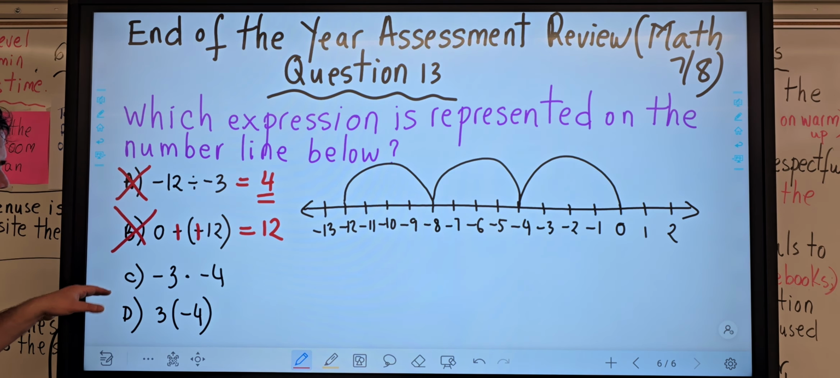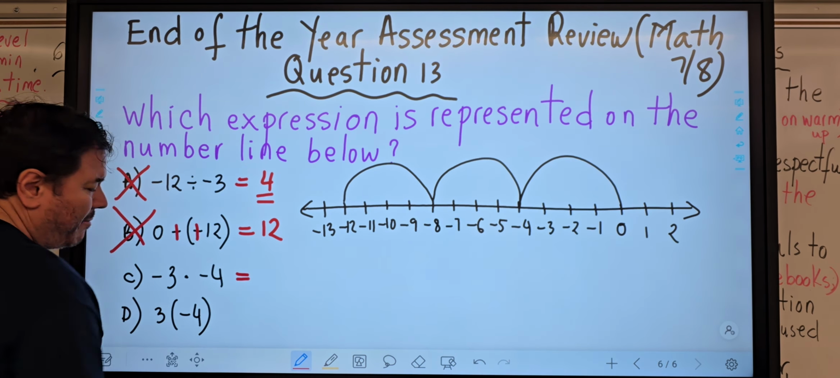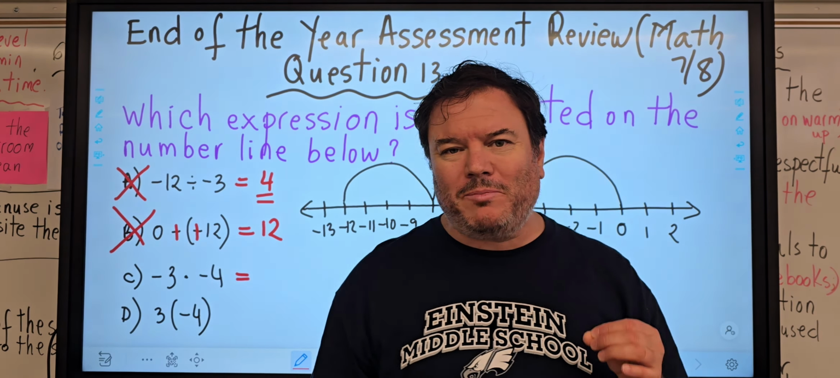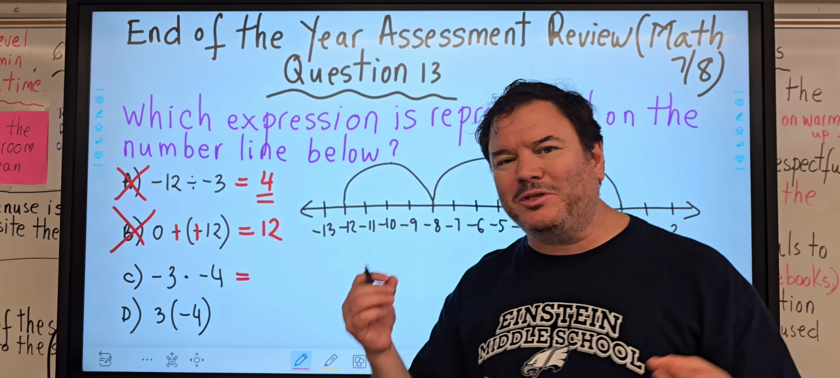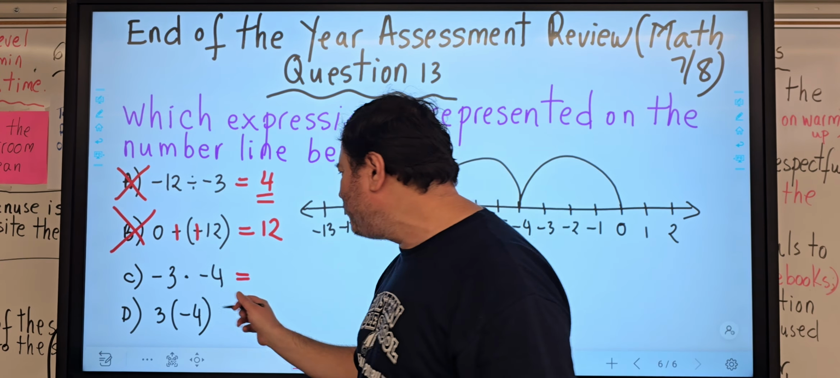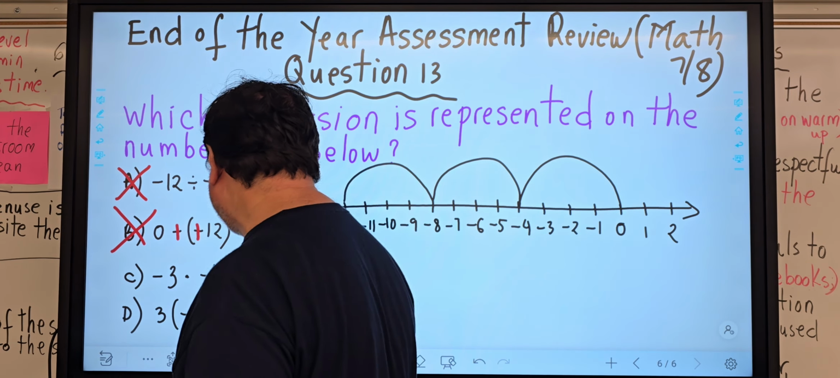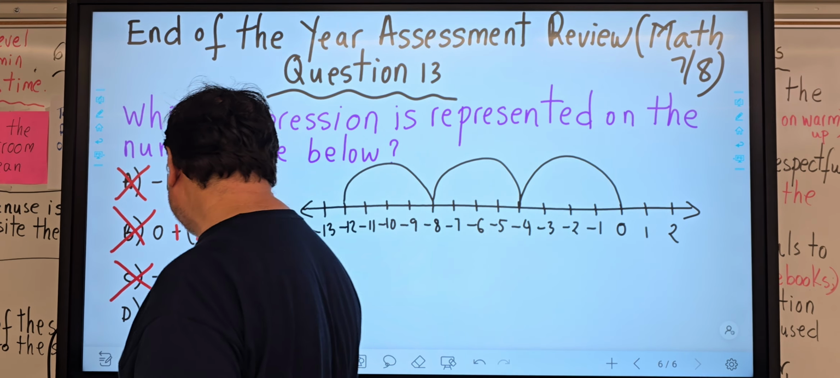Let's take a look at C now. -3 times -4. Again, remember from Dr. Triangle, if we multiply 2 negatives, we get a positive. Negative times a negative becomes a positive. And then 3 times 4 becomes 12, another positive 12. And this also cannot be the answer.